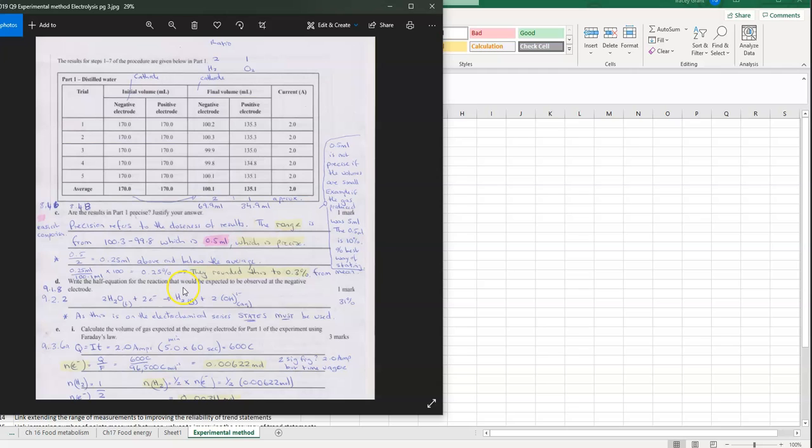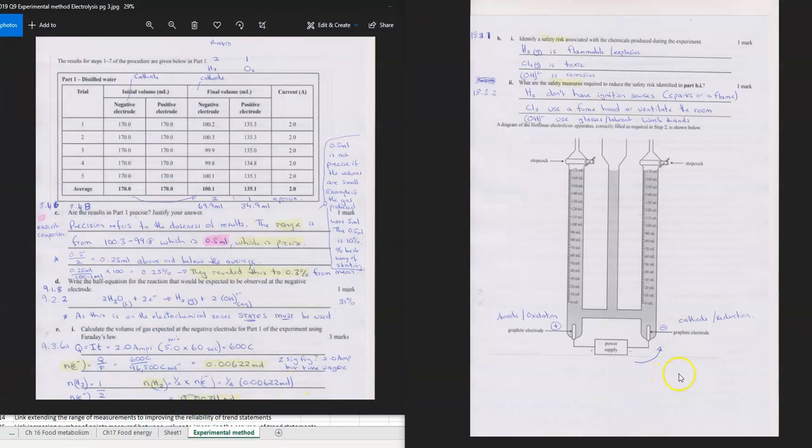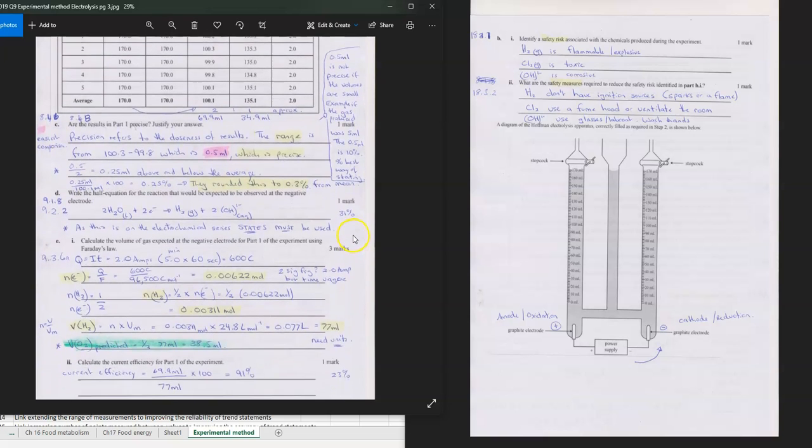Okay, write the half equation that would be expected to be observed at the negative electrode. And remember, our negative electrode is the cathode where reduction occurs. Make sure you have a reduction reaction. This is in your electrochemical series, so because you're just copying it from the electrochemical series, you have to include the states. Which is probably why only 31% of people got that mark. They probably left their states off.